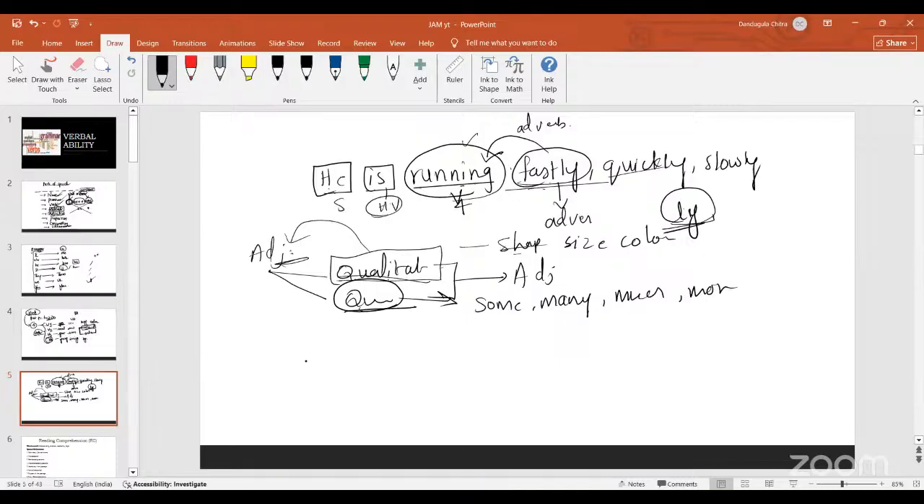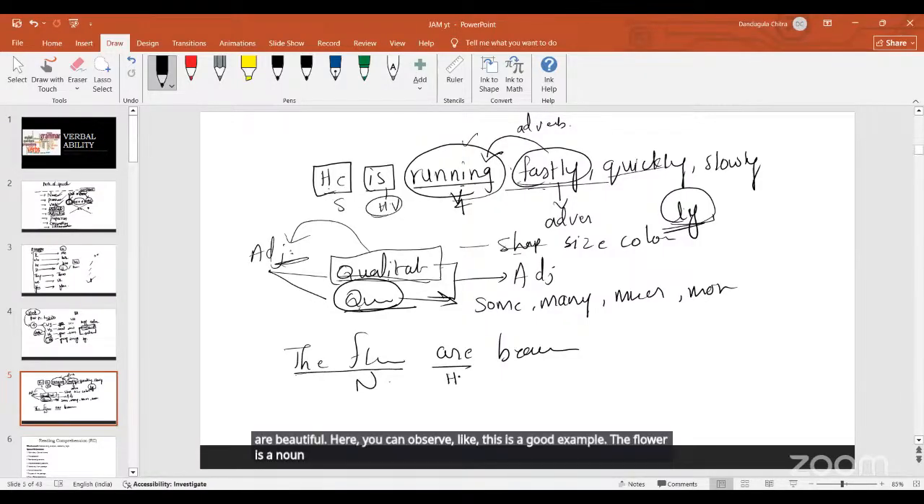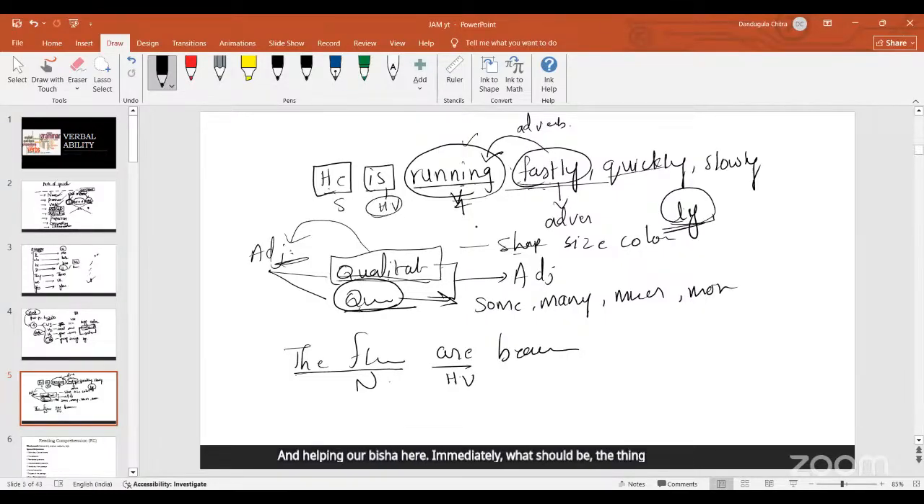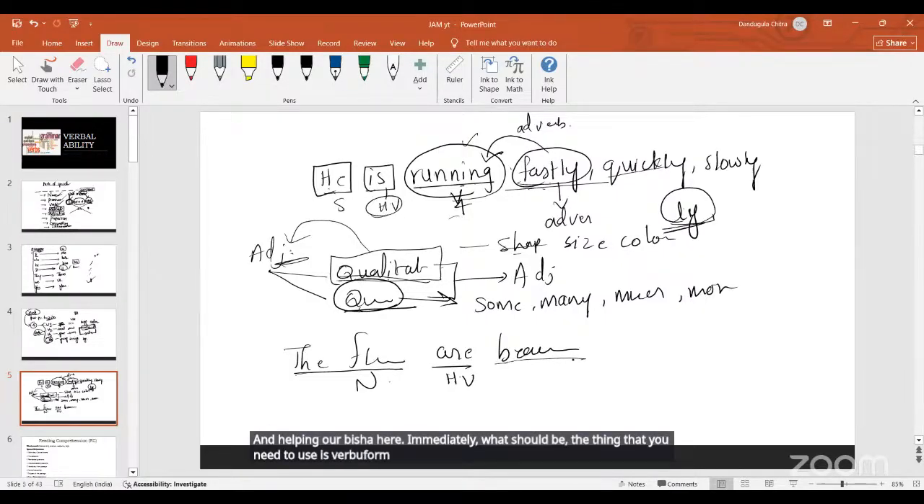The flowers are beautiful. Here you can observe, this is a good example. The flower is a noun and the helping verb is "are" here. Immediately, what you need to use is the verb form. But we should not consider this "beautiful" as a verb form, because beautiful is an adjective.